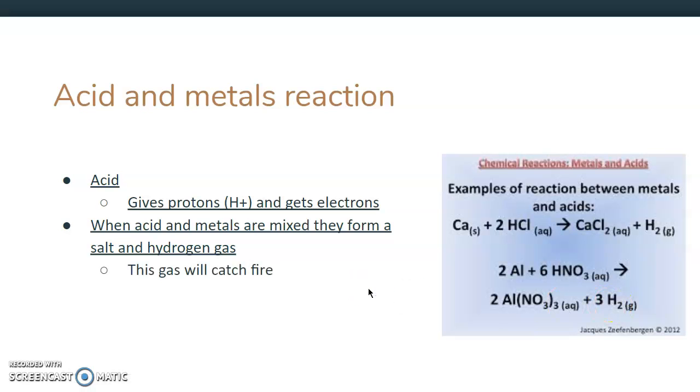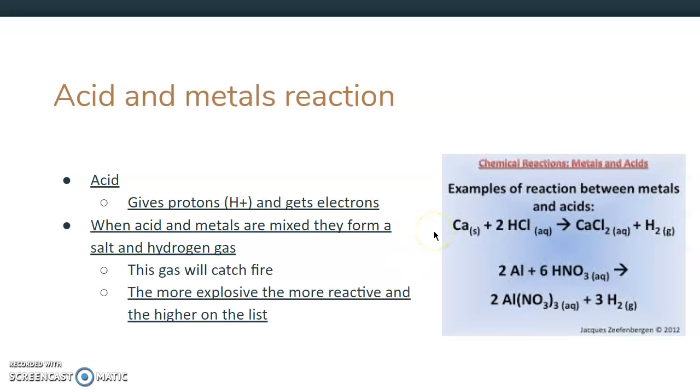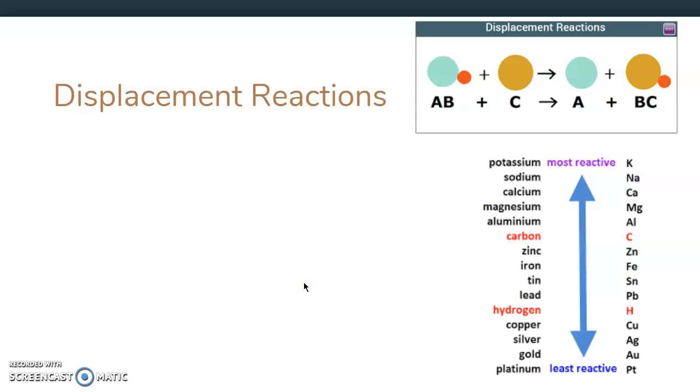A lot of the times this gas will catch fire, just like when we reacted with water. And the more explosive or the more reactive, the higher it is on the list, just like we would put it for our water. So the last thing we're going to talk about is our displacement reactions.